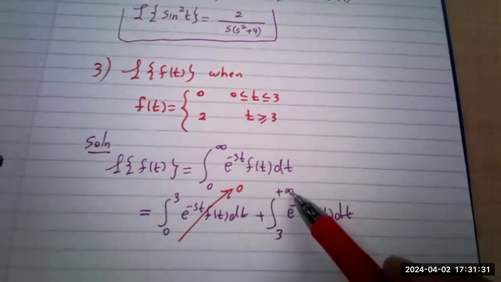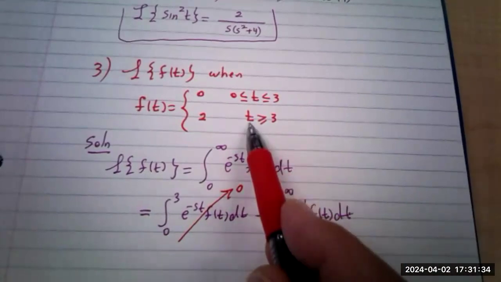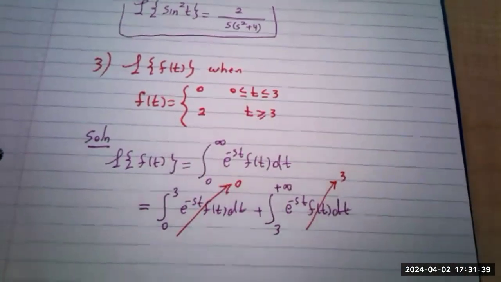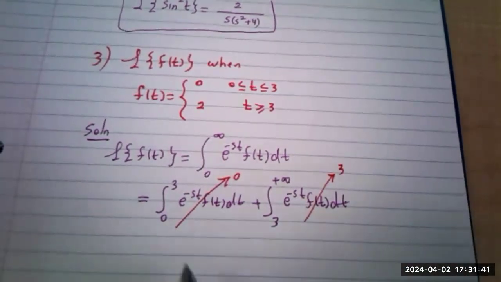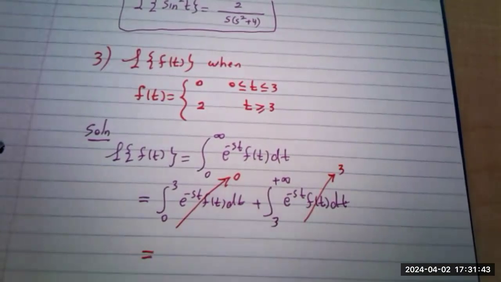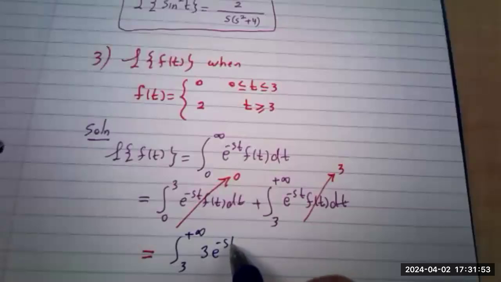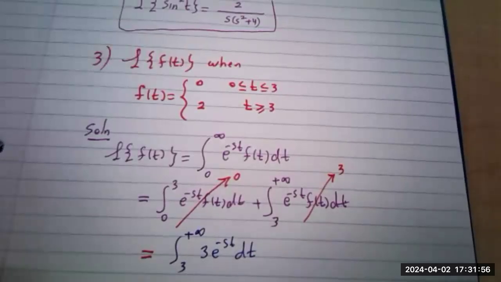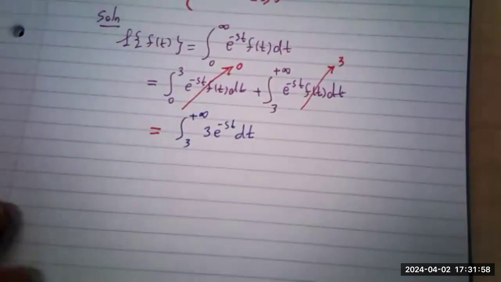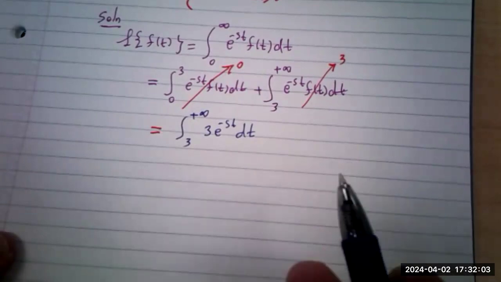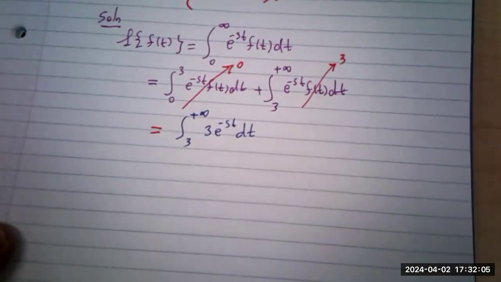But between 3 and positive infinity, your function is 3. So in this case, you change it to the 3. So basically, your integral would be what? We have to find the integral from 3 to positive infinity of 3 e to the negative st dt. So this is the way you're going to handle the piecewise function. Now the rest, you can pull out the 3, change it to the limit formula and just do it, or just keep the 3.